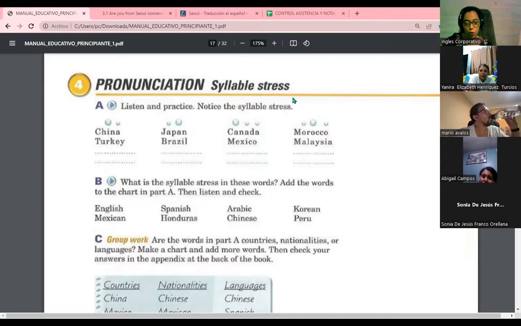México, México, ya va. Mexico. Vemos que va como decayendo un poco el sonido.